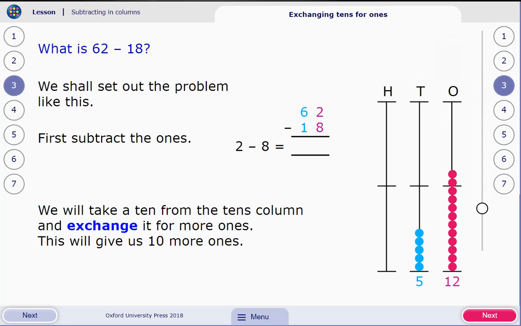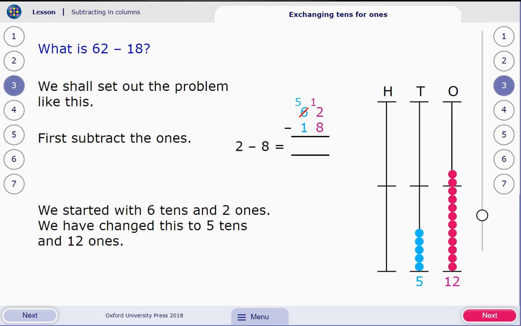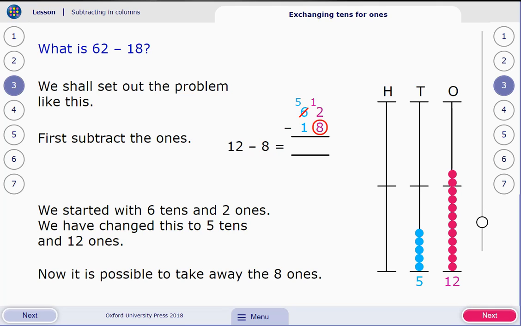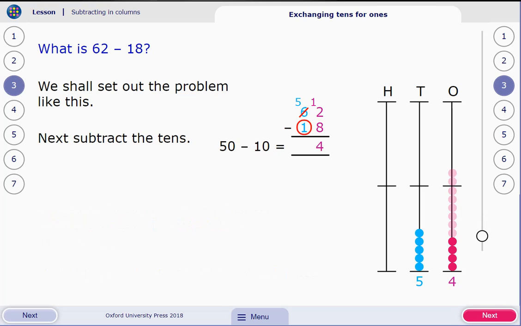So now we've got 12 ones, and in order to show what we're doing, we write it like this. So we've now got 5 tens, and one of those tens has moved into the ones column. So we've got 1 ten plus 2, which is 12. And then we can do our calculation. 12 subtract 8 is 4. And 5 tens subtract 1 ten is 4 tens.